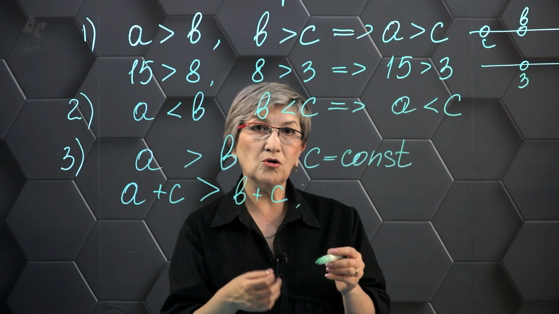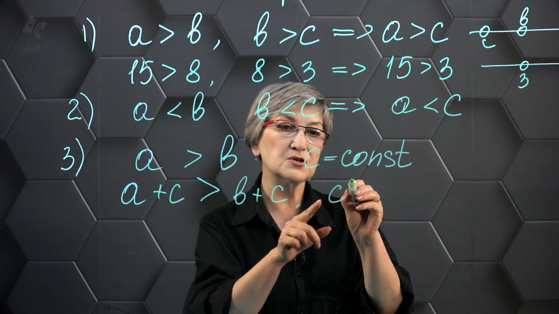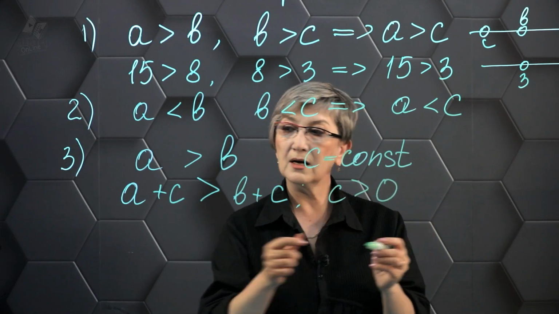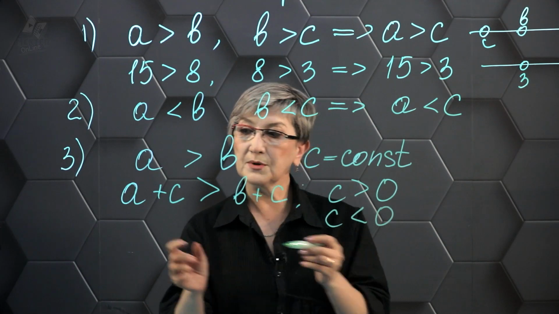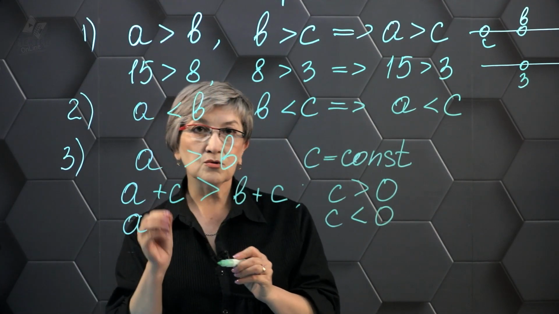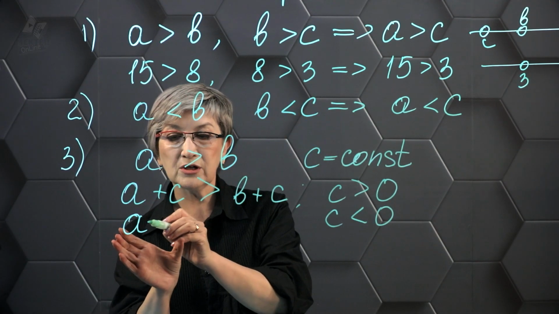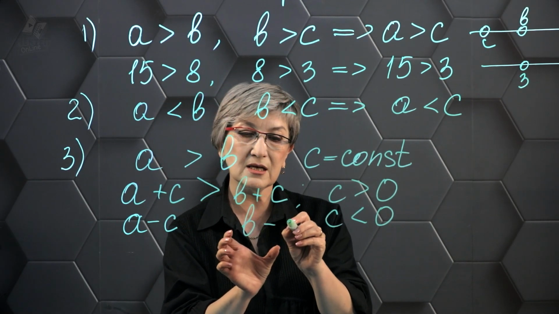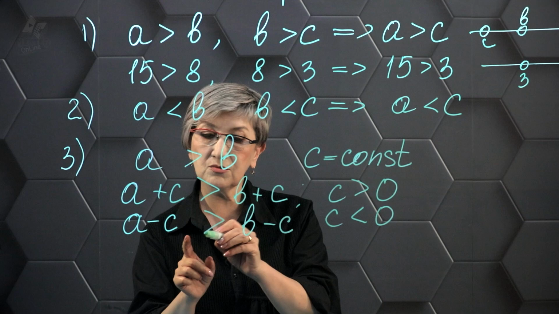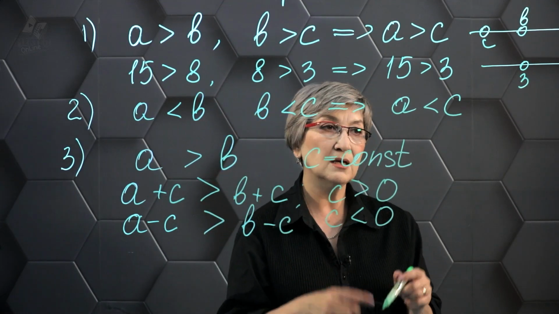If this number is negative, let's write down, here C is greater than 0. But if this number is less than 0, what happens in this case? Same rule. If I take away any number C from the left side and I take away the number C from the right side too, in this case the sign of the inequality will not change.